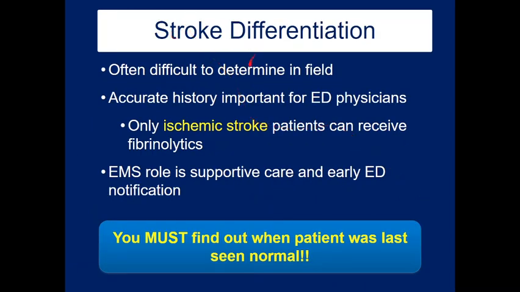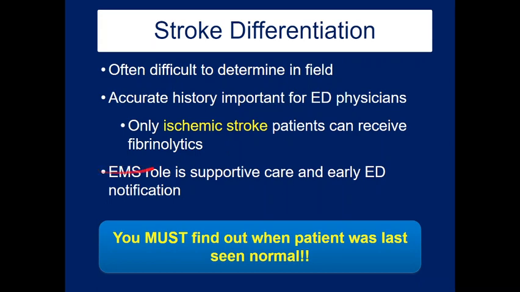So differentiation of stroke is often difficult. An accurate history is important though. So although you can't make a diagnosis, you can gather historical elements when you interview the patient and family members or people who've witnessed what's going on. And so it's important to ask those questions to help the physician determine what type of patients can get the fibrinolytics. The fibrinolytics, also called thrombolytics, are the drugs that can break up the clot if someone's having an embolic or a thrombotic stroke.